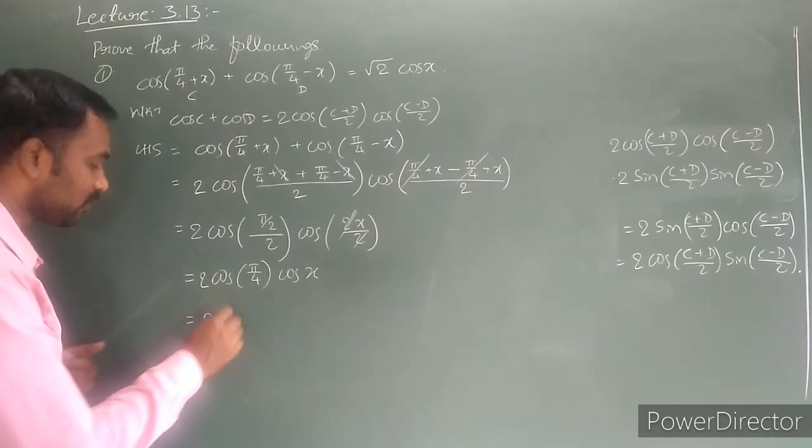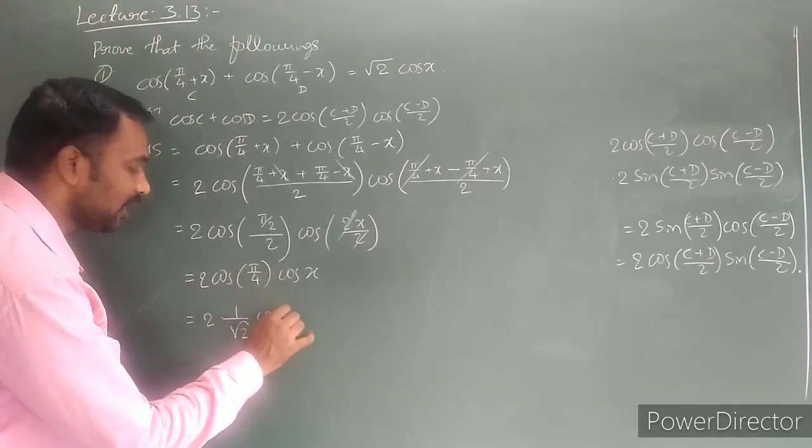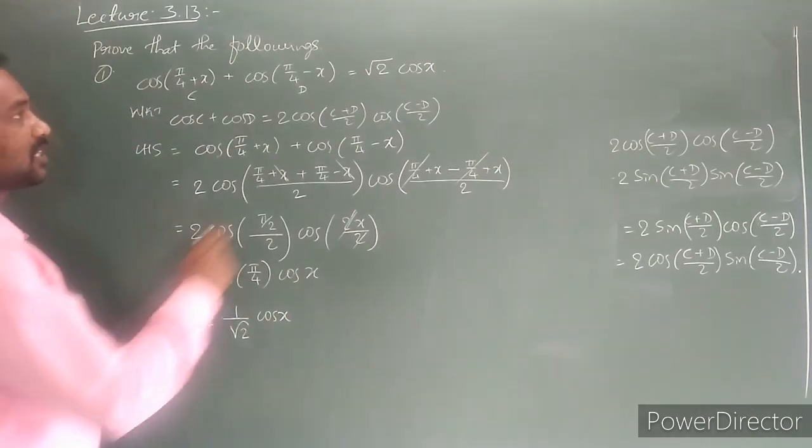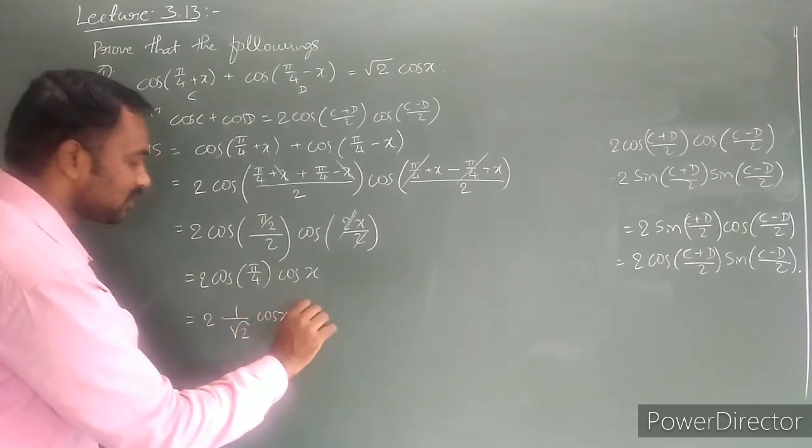What is cos 45? Cos 45 is 1 divided by root 2, into cos of x, a standard angle. So what is the right hand side? Root 2 into cos x. But we have not got it yet. First, yes, we get it.